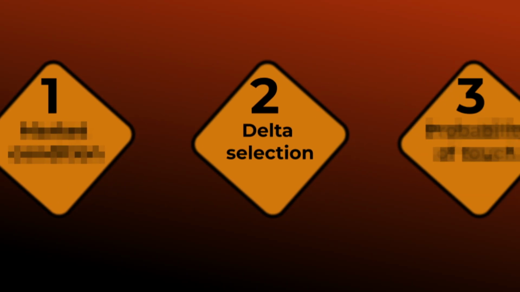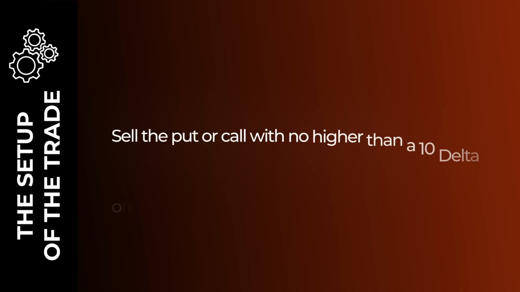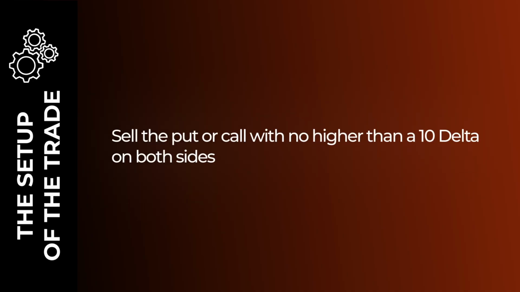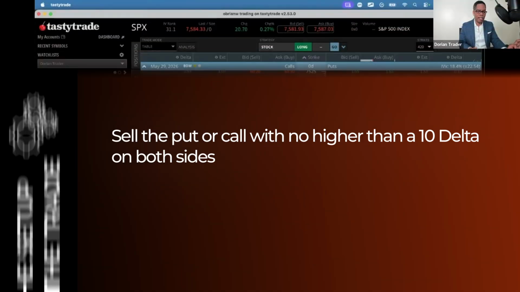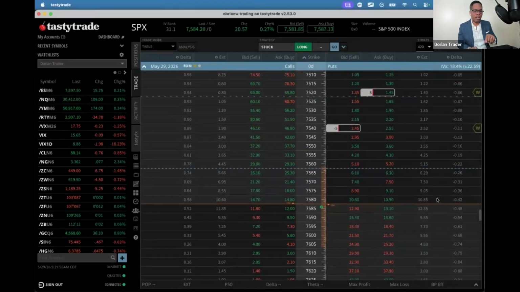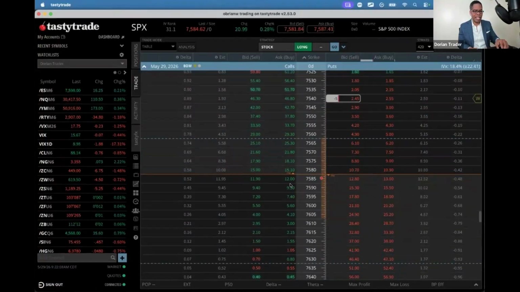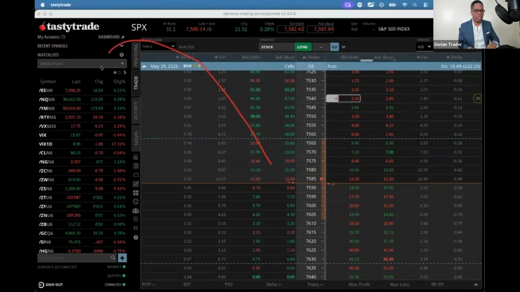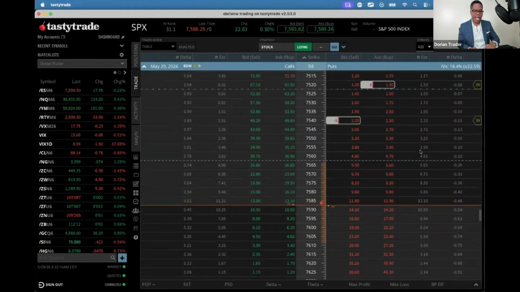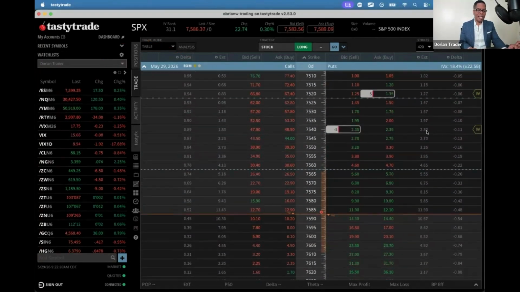Then we talk about things like delta selection. Here at Dorian Trader, we talk about having no higher than a 10 delta on either side. We just put on the trade a little while ago at the 10 delta on the put side, and maybe a 6 delta on the call side. At this point, you can see the market is almost 50% off the highs, but that put we put at a 10 delta is only 11 delta right now, if these deltas are correct. So our delta selection is you can pick any delta, except you do not want it higher than a 10 delta on either side.